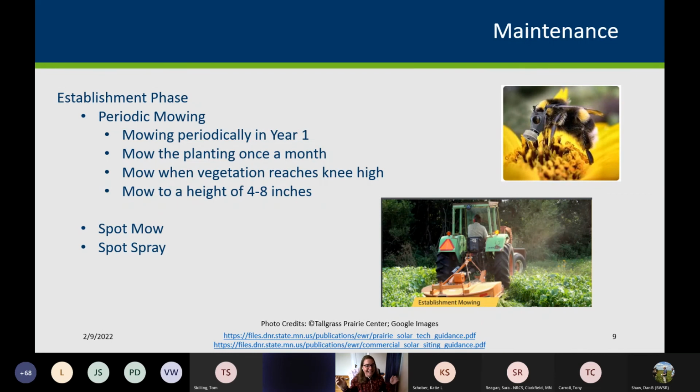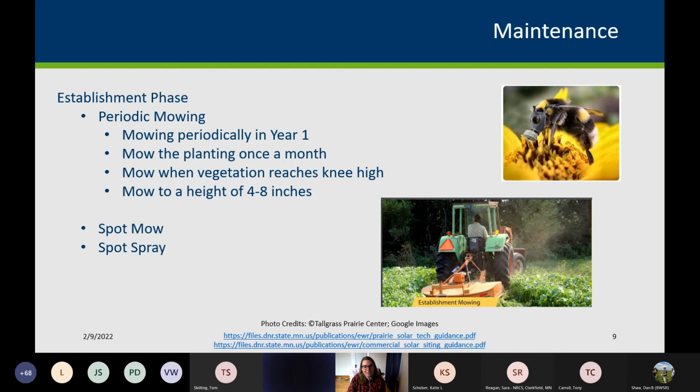Any kind of haying equipment. The panels are so narrow that you can't get the tractor through, or you can't turn without hitting a panel. And so that's something we want to make sure that we're considering on the front end so that we're successful in the long term with these projects. You can spot mow, you can spot spray, all of that's totally fine.